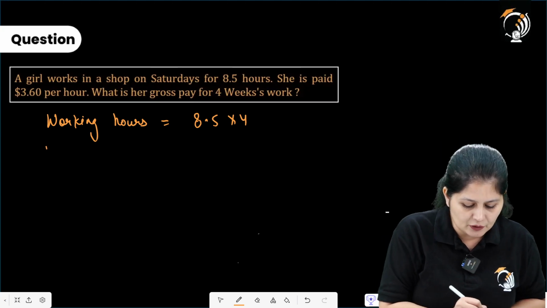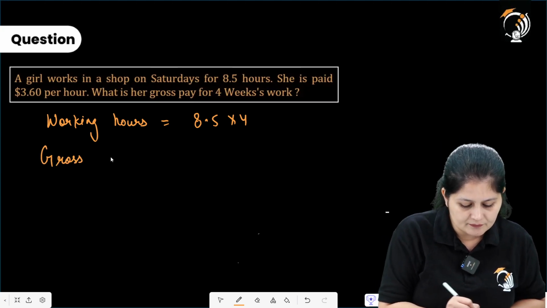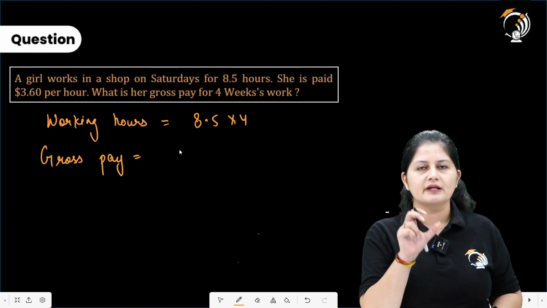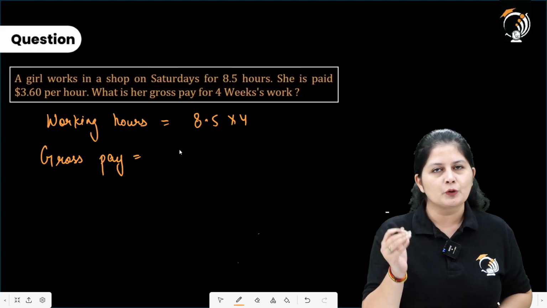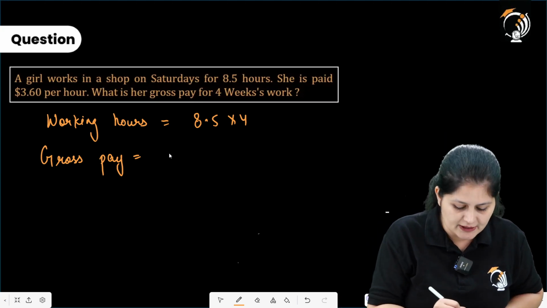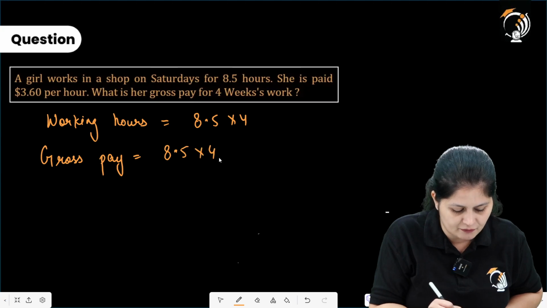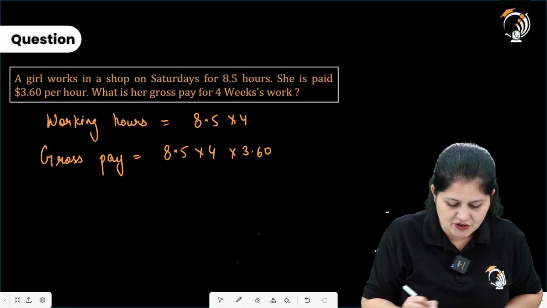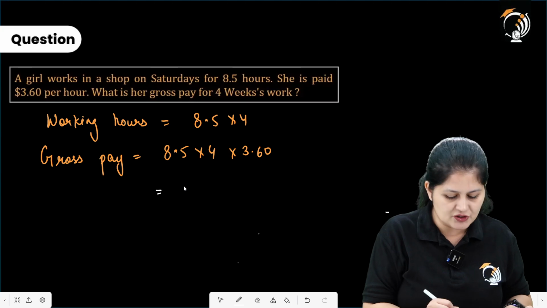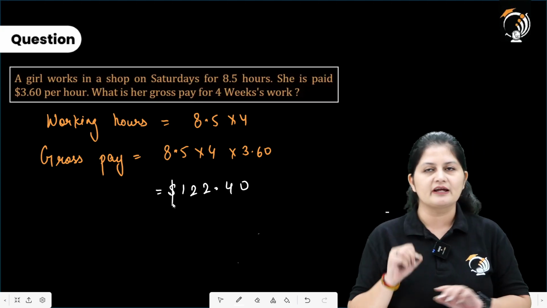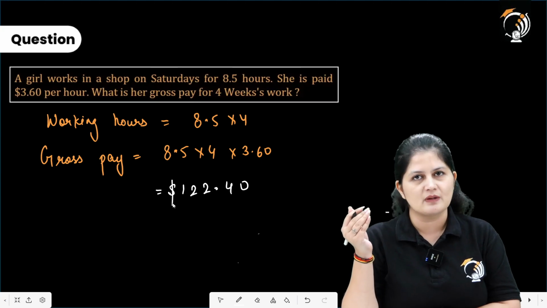Further, the gross pay is going to be equal to the working hours multiplied with the amount that she is being paid per hour. So that is going to be 8.5 multiplied with 4 multiplied with 3.60. So let's do the calculation for the total amount that she is going to get here. We are getting the total amount paid as $122.40. That is what we are getting as the total amount that she is being paid.